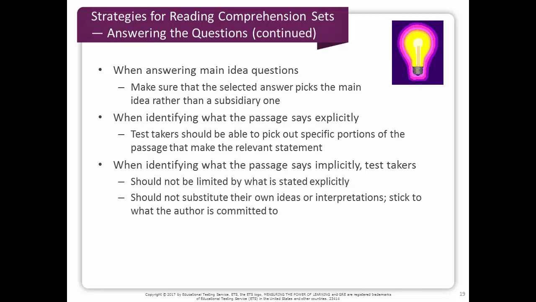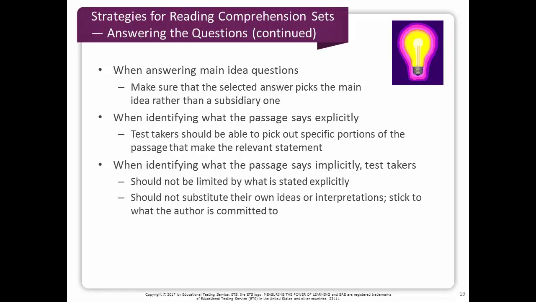When answering the main idea questions, you should select the overarching idea of the passage and not a secondary one. Main ideas are often presented in topic sentences at or near the start of passages. When identifying what the passage says explicitly, you should be able to pick out specific portions of the passage that directly support the relevant statement. Explicit means it has to be written in the passage.